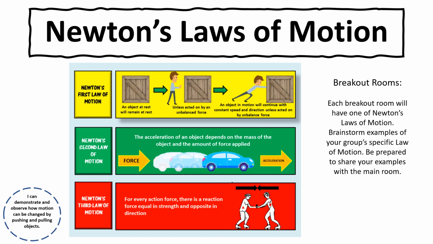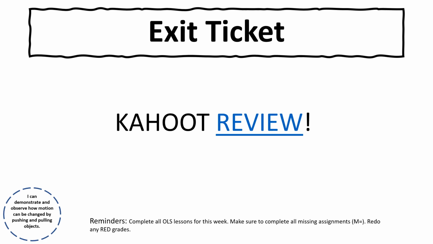Newton's first law of motion: an object at rest will remain at rest unless acted upon by an unbalanced force. An object in motion will continue with constant speed and direction unless acted on by an unbalanced force. Newton's second law of motion: the acceleration of an object depends on the mass of the object and the amount of force applied. Newton's third law of motion: for every action force, there is a reaction force equal in strength and opposite in direction.